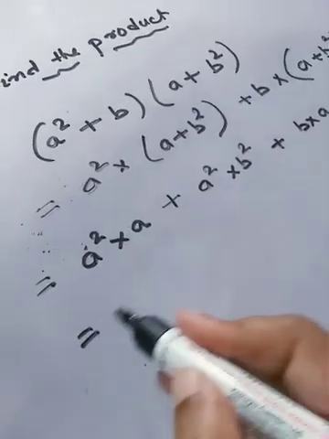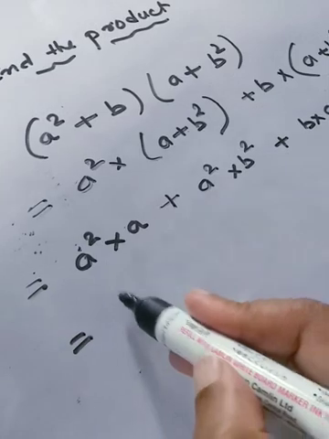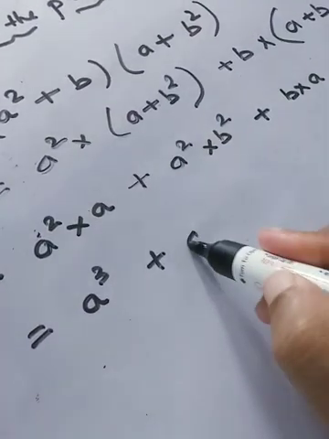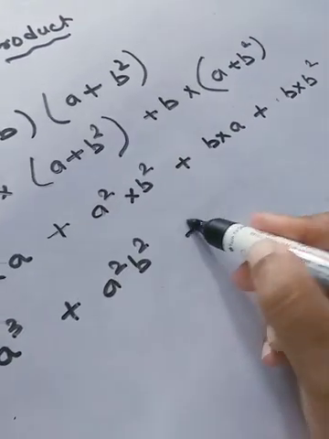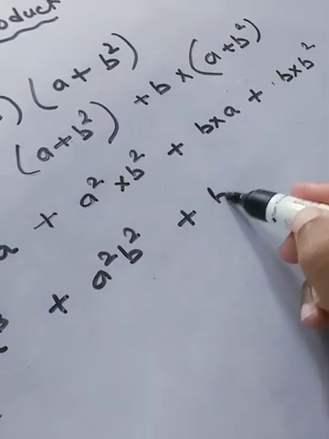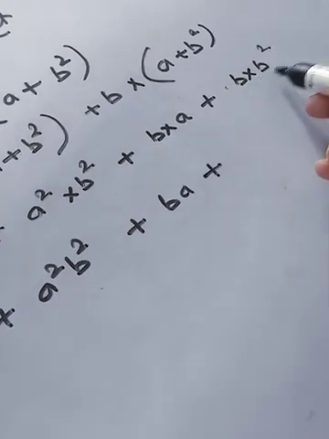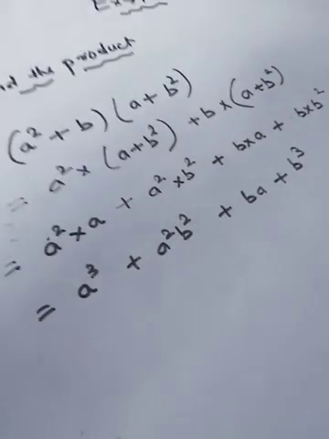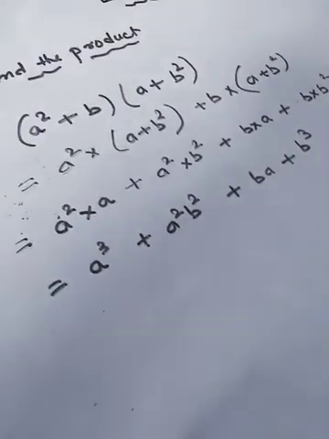Now let's find the product. A square into a, how many a's are there? 3 altogether, so we'll write it down. The product of this would be a square b square, this would be ba, and the product of this would be, here is 2b, here is 1, so altogether 3. So this is your required answer. No like term is there.